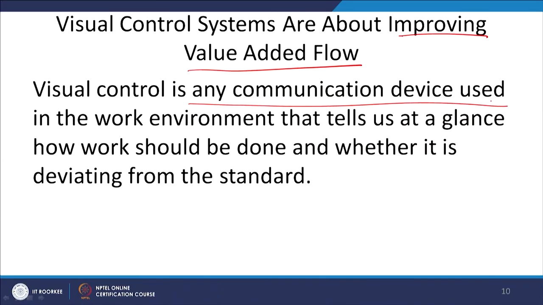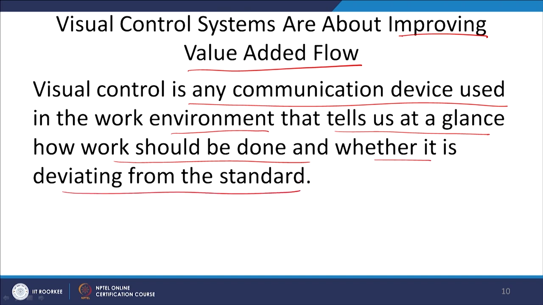Now what is it? The visual control is any communication device used in the work environment that tells us at a glance how work should be done and whether it is deviating from the standard or not. So telling whether your work is as per the standard or not, that is the more important meaning rather than just creating a shining workplace. A shining workplace will automatically give you high morale, no doubt. If you have good illumination, new walls, clean walls, then you will have high morale. But the whole idea is to create more value addition using the concept of 5S.